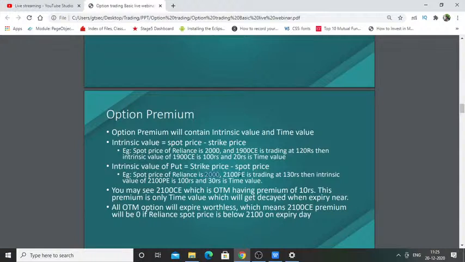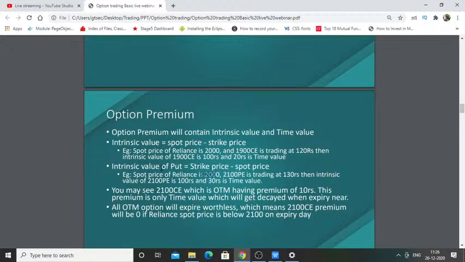Let's say for example the stock moved down and it is trading at 1900, then the 2100 put option will have an intrinsic value of 200. So the 2100 put option will have an option premium of 200 by the time of expiry if the stock is trading at 1900. So this is about intrinsic value calculations.